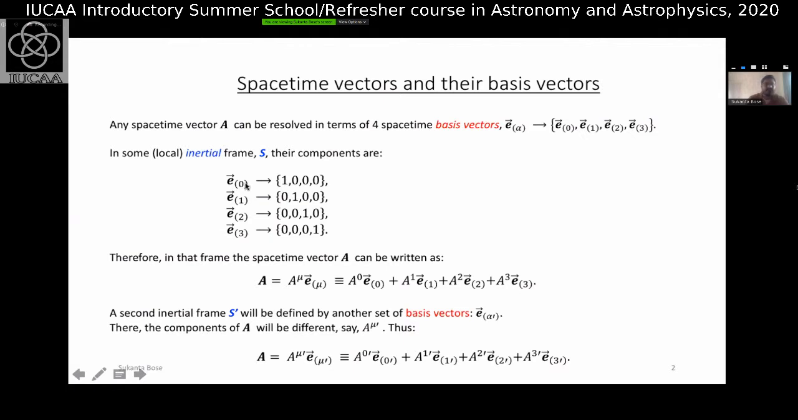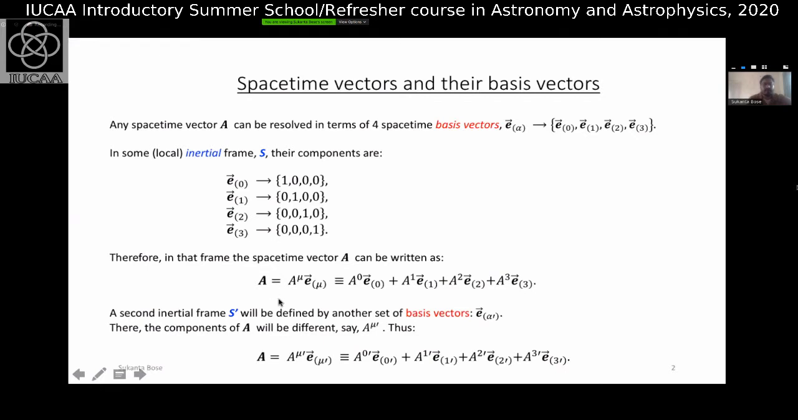No, this is not a component. This itself is a vector. It is labeled as parenthetic 0 because it is one of the four vectors. The others are labeled like this. These are exactly like the i hat, j hat, k hat in Euclidean geometry, but we have this fourth vector which is along the time direction at any given point.